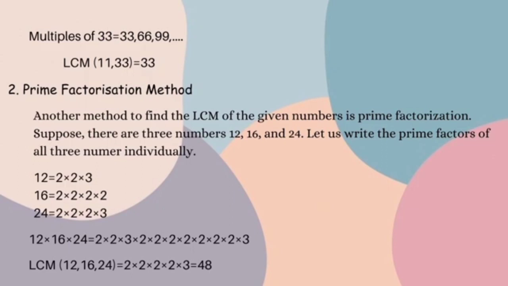Now, pairing the common prime factors, we get the LCM. There are four 2s and one 3. So the LCM of 12, 16, and 24 equals 2 times 2 times 2 times 2 times 3, which is 48.